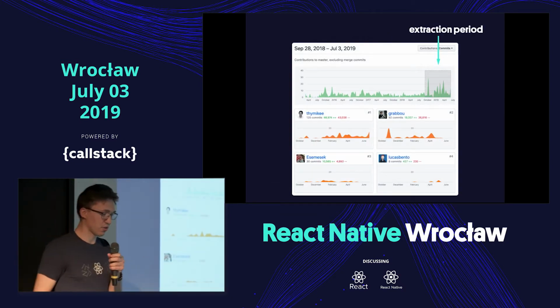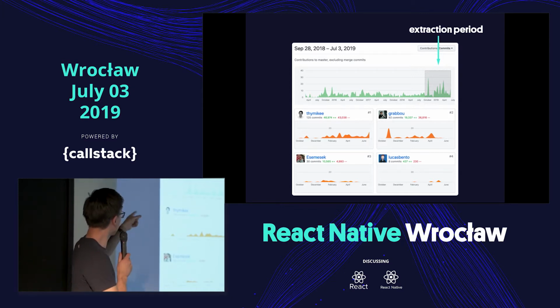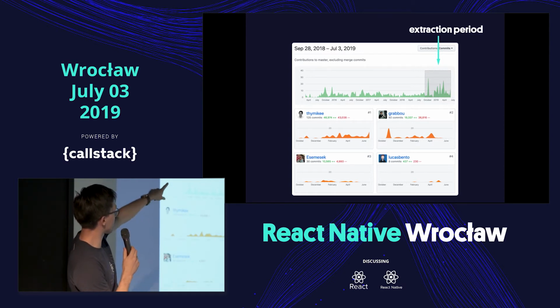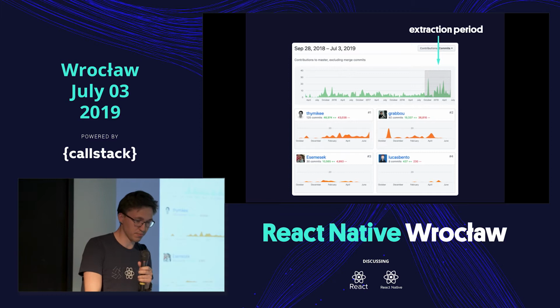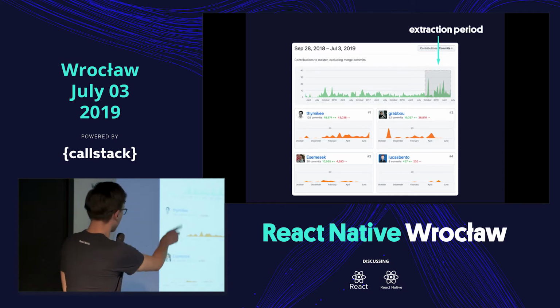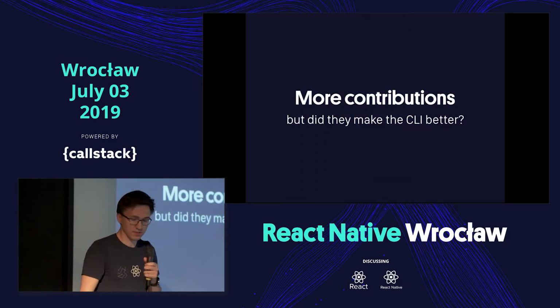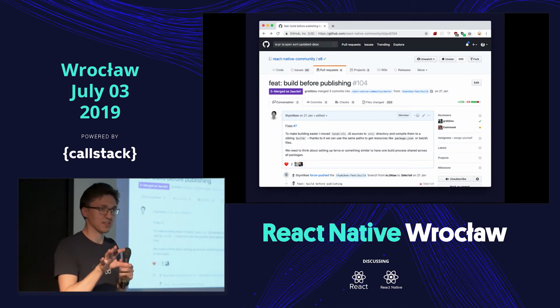And here's another view, a bit longer, since React Native was open sourced in 2015. So you can see the diminishing trend of interest in the CLI, and then there is this after extraction period, and it spikes and tries to keep a bigger number of commits per week. So yeah, we have a lot of commits coming to the CLI, mostly from these guys. But does quantity make the quality better as well? In my opinion, yes. But let me tell you.